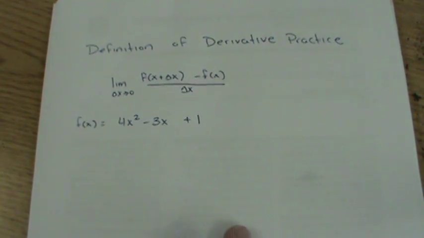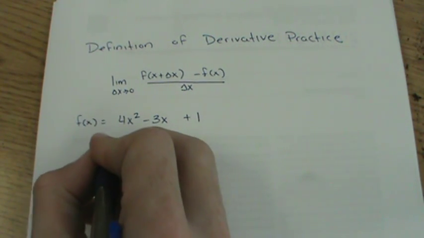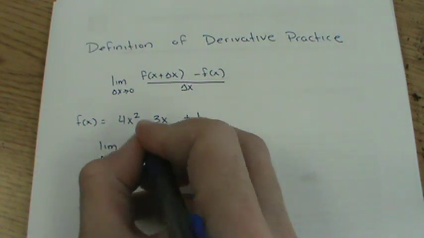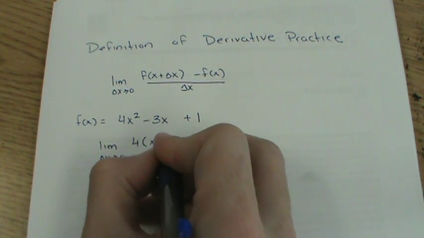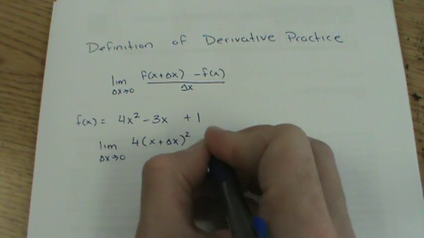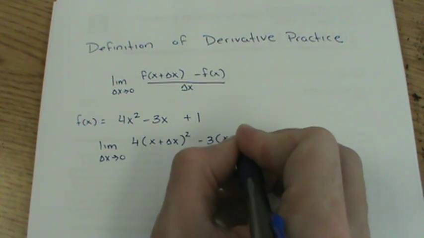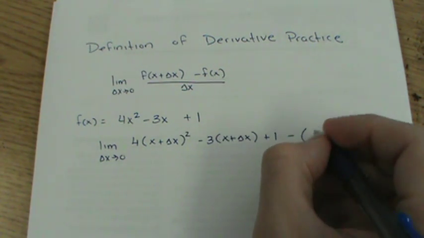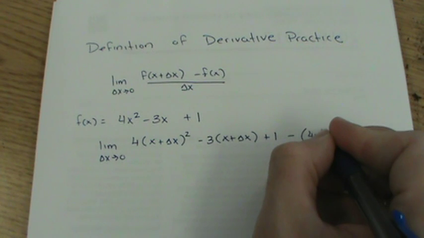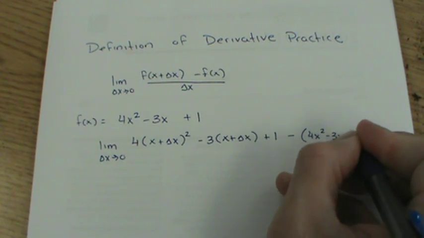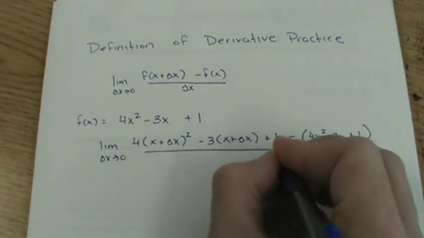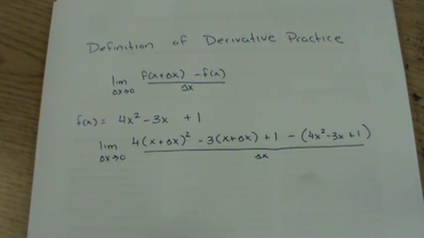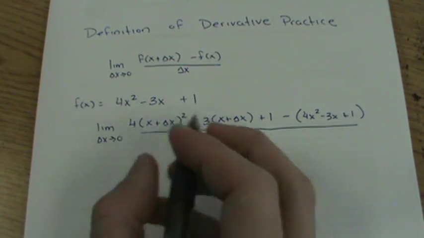Now when we put that directly into our definition here, we're going to have the limit as delta x goes to 0 of 4 times the quantity of x plus delta x squared minus 3 times x plus delta x plus 1 minus the whole quantity of f of x, which is 4x squared minus 3x plus 1. And this is all going to be over delta x. The biggest mistakes happen here. This is where you have to use that algebra knowledge and try and expand and simplify.